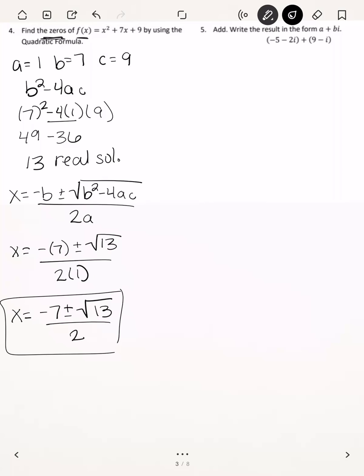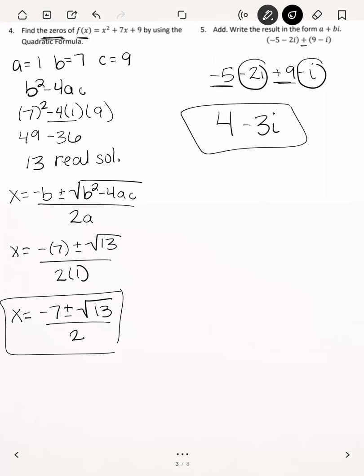Okay, looking at the next question, number 5. On yours, it would be question number 20. So it says, add the results in the form of a plus bi. So we have (-5 minus 2i) plus (9 minus i). In this equation, we don't have to worry about distributing the positive because it doesn't change our sign. So I can drop the parentheses like that. And then I'm just going to combine like terms. So negative 5 combines with 9. Negative 5 plus 9 gives me a positive 4. And then negative 2i minus i gives me a negative 3i. That's all there is to simplifying.